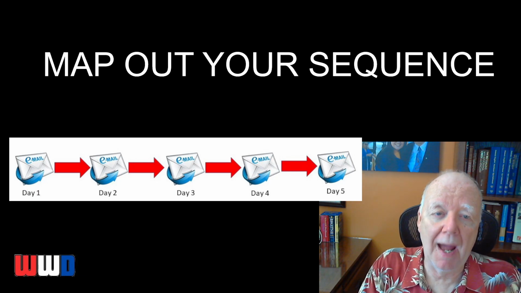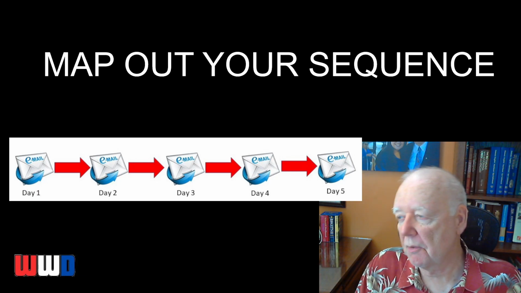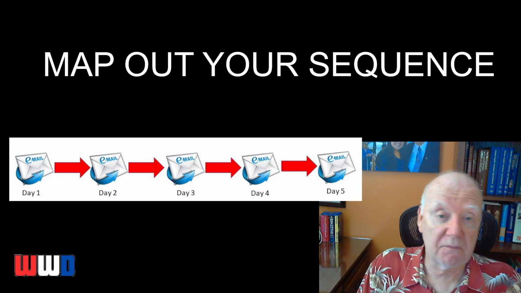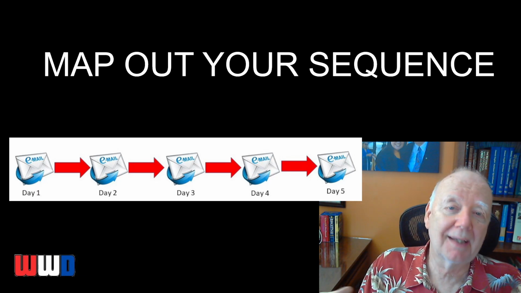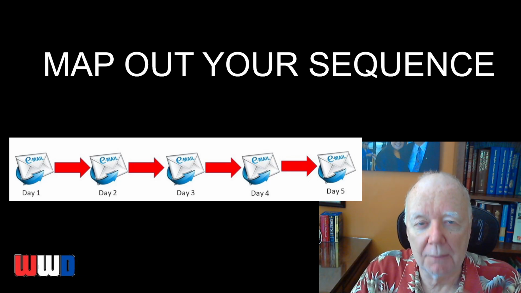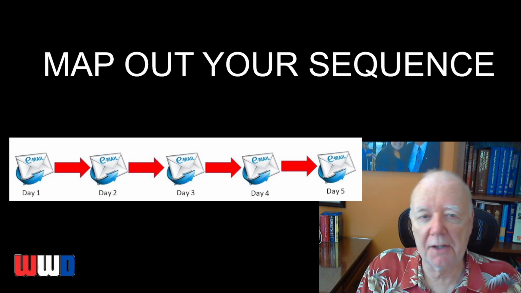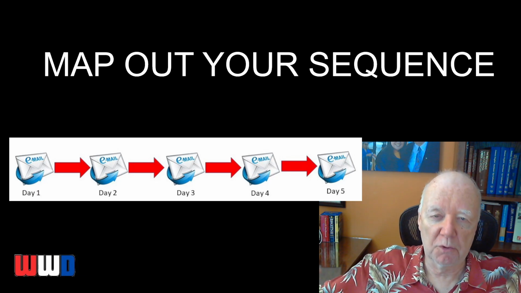So that's the other thing. Map out your sequence. And your sequence could be 2, 3, 4 emails in a row, or it could be as many as 30, 50, or 100, depending upon, again, what your outcome is, what it is you want to achieve. That will determine a lot of times the length of your sequence.